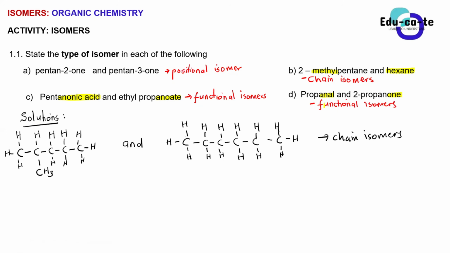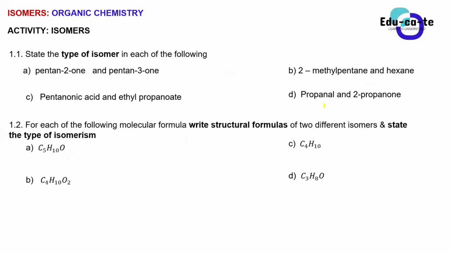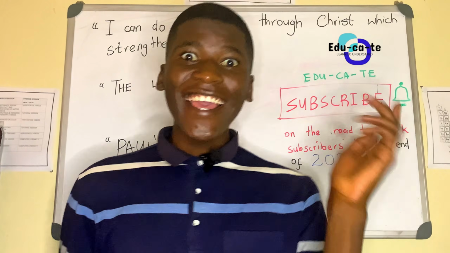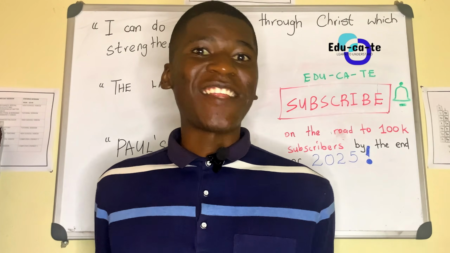So we are going for the last 10 minutes break. You guys should do 1.2. For each of the following molecular formulas, write the structural formula of 2 different isomers and state the type of isomerism. 10 minutes.